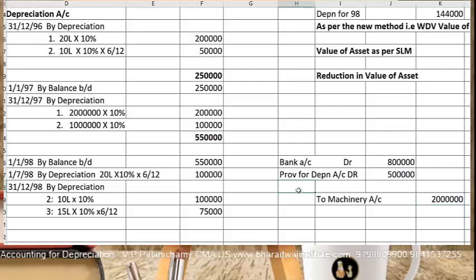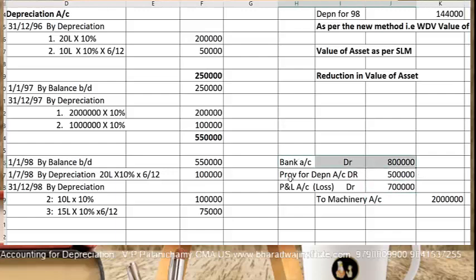The balancing figure will be loss on sale of asset. P&L account debit for the loss. You will get the same answer. You can check the loss problem. I request you to keep the loss problem solution in the previous method open. The balancing figure will be loss on sale.